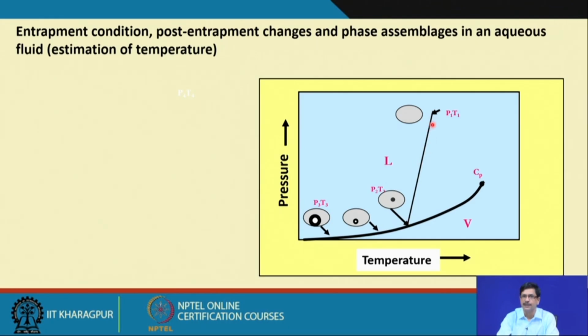Any further increase in temperature will make the inclusion follow this particular steep isochoric path, and when we increase further, we do not have any constraint to reach P1 T1. So, there is a limitation. The temperature corresponding to T1, if we drop the perpendicular over here, should be the temperature of trapping or the temperature of formation of the particular inclusion.